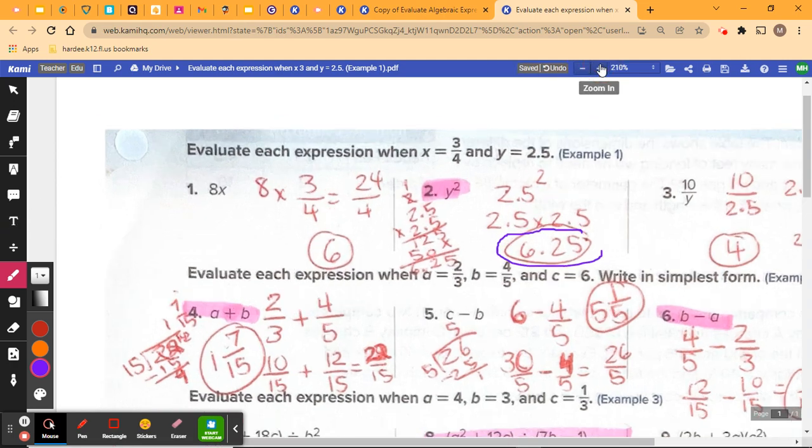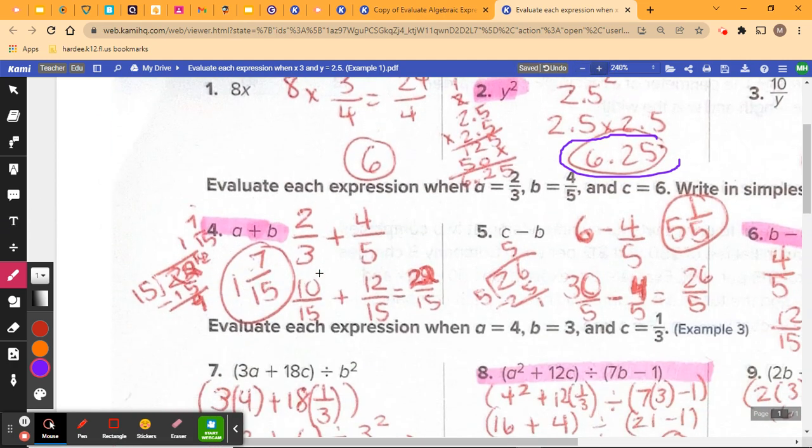For number 4, you should have added the fractions and made the denominators the same. I did that by multiplying 3 times 5. I said 3 became 15 by multiplying times 5, and I also have to do that to the top. Then multiply this side times 3 to get 15 and do that to the top. Then I added them and I got 22 over 15, but you can't leave it improper. So I divided and I got my mixed number, 1 and 7/15.